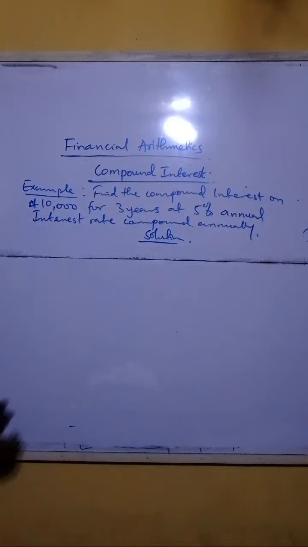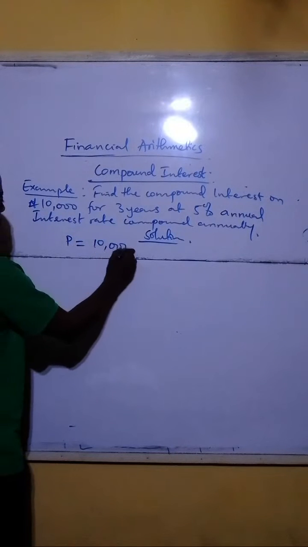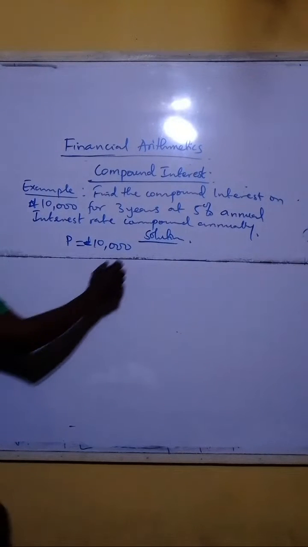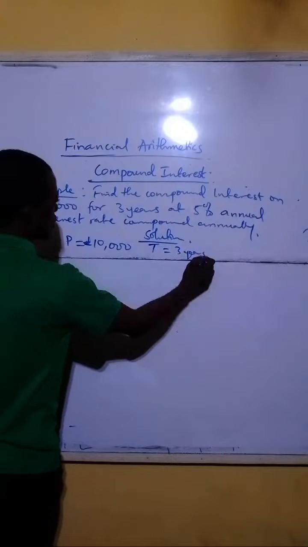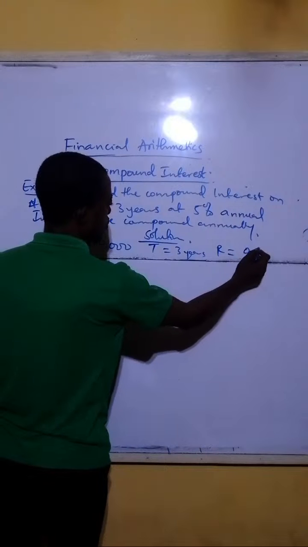We identify the principal. The principal is 10,000 naira, and we have the time t, that's 3 years. So we are dealing with 3 years, and the rate r is 5%, which is 0.05.